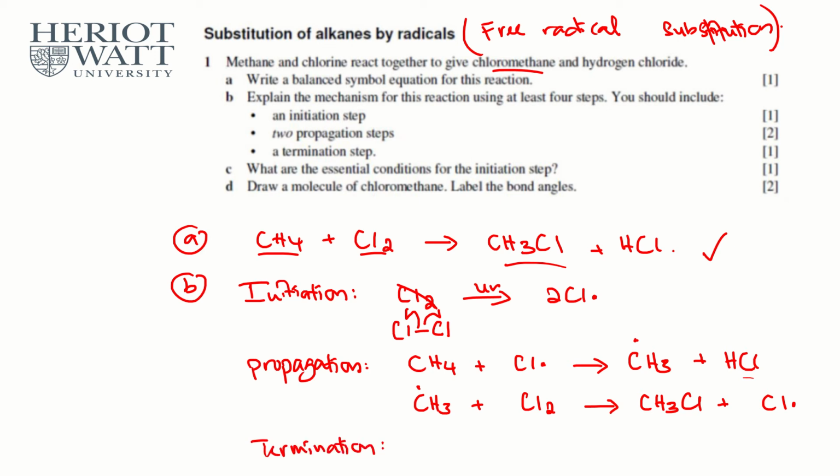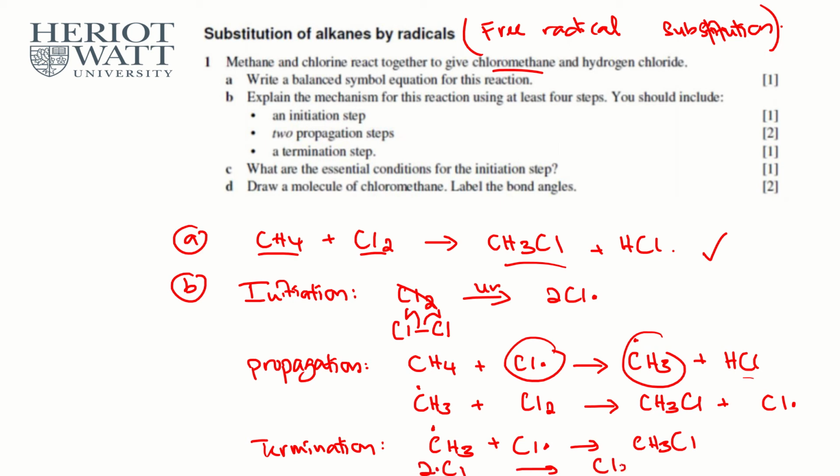Okay, so termination is the combination of any two radicals from the propagation steps. So in this case, I can see Cl radicals, CH3 radicals again, and Cl radicals again. So maybe you can combine CH3 radicals plus Cl radicals to get CH3Cl, which is the product, or even the double of both. So it can be two Cl radicals combined to get chlorine gas, or two CH3 radicals combined to get C2H6, which is ethane. So these are the possible products during termination steps. That's A and B. All right.